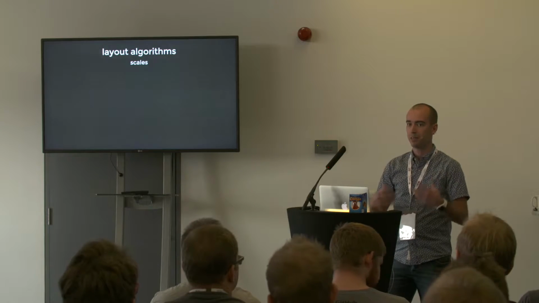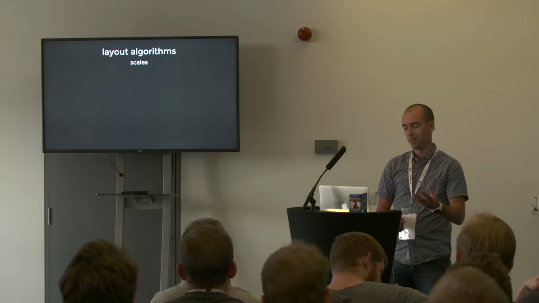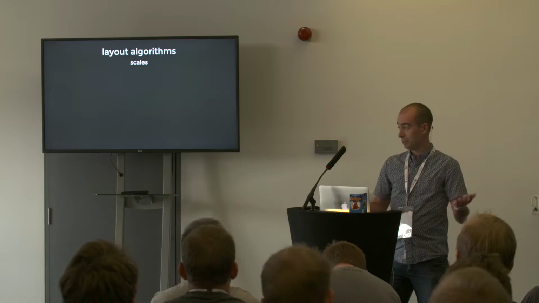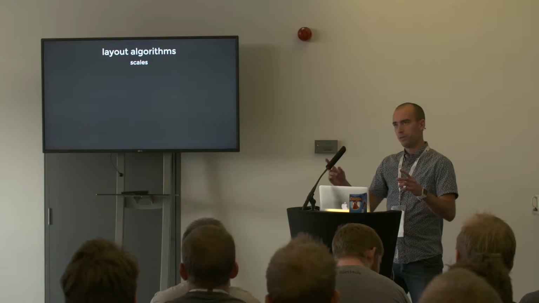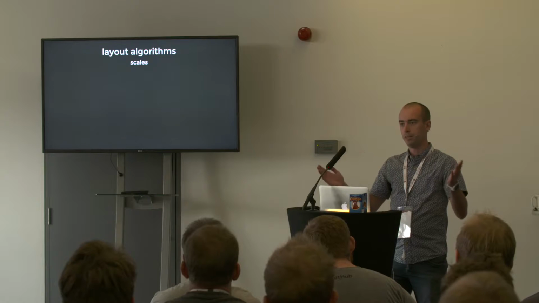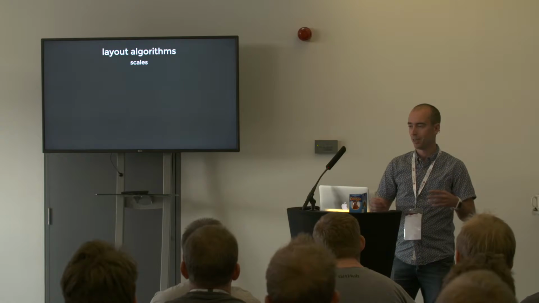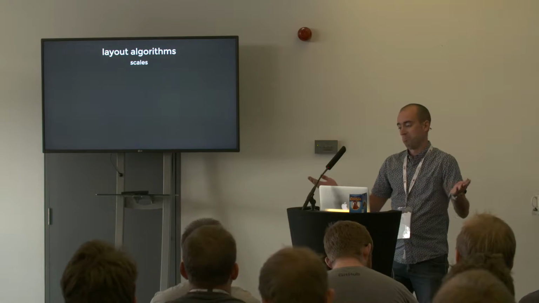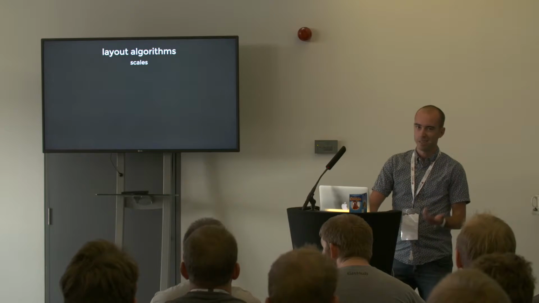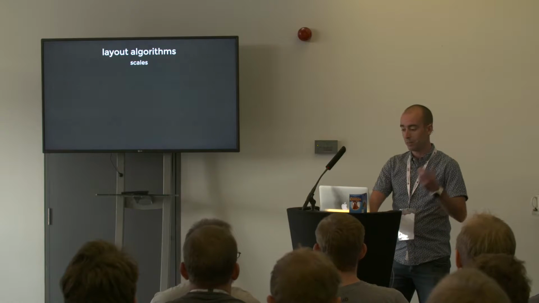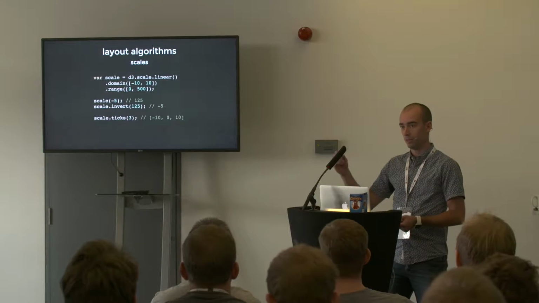That data is in a data domain, as in it might be dates. It might have a scale between 0 and 1,000,000, something like that. And you want to plot it onto a chart, and that chart has a pixel range. That pixel range is probably something like 0 to 500. So you need something to transform between those two values, and that's what a scale does. It takes data domain values and converts them into a pixel range value.